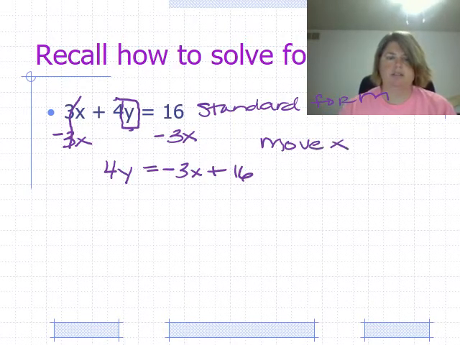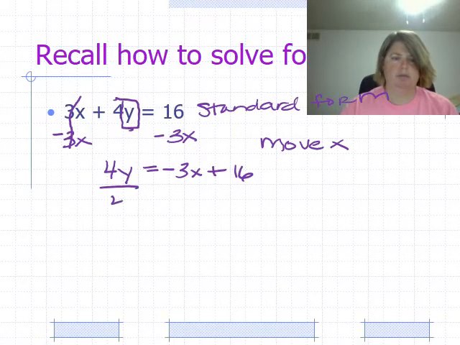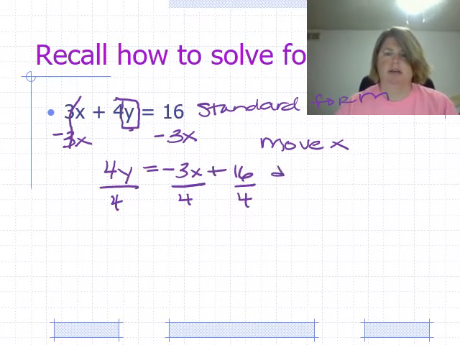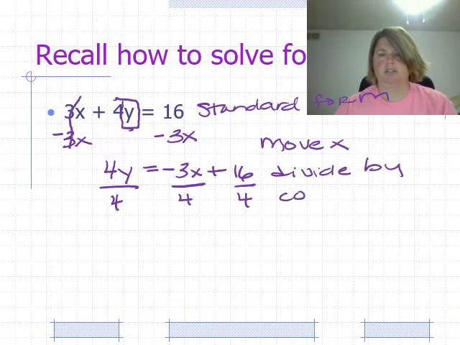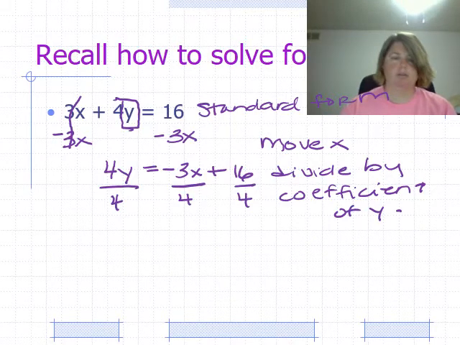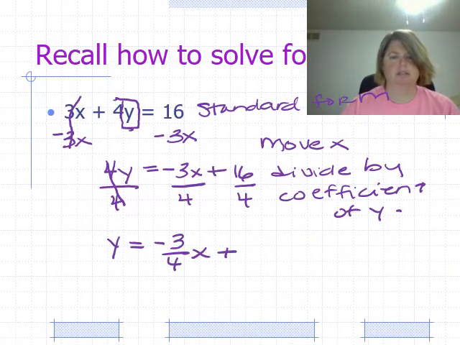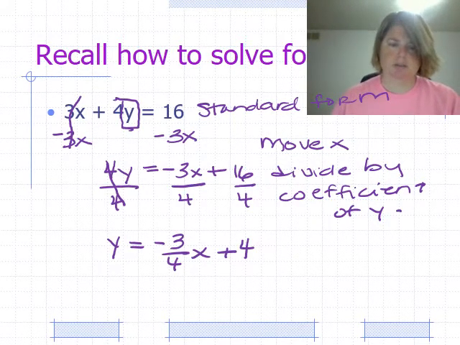then you always divide by the coefficient of y. So division is equal opportunity, so everybody gets divided. So divide by the coefficient, right? Coefficient means number in front of, coefficient of y, the number in front of y. So we have y equals negative 3/4 x plus 16 divided by 4 is 4. So we solve for y. Make sure you have all these steps written down. Stop the video if you need more time.